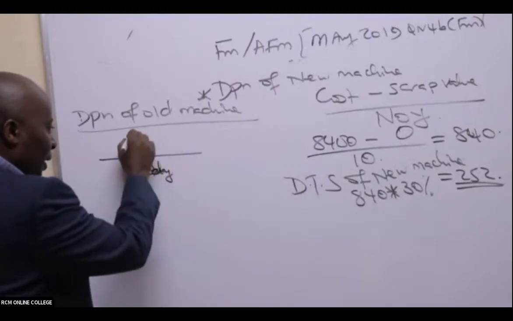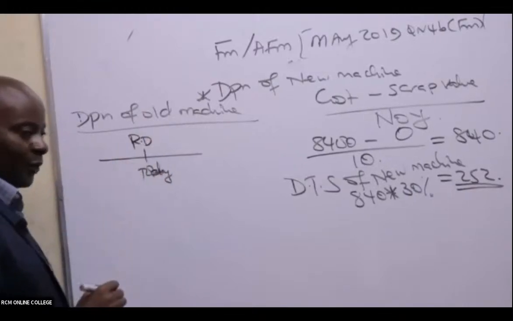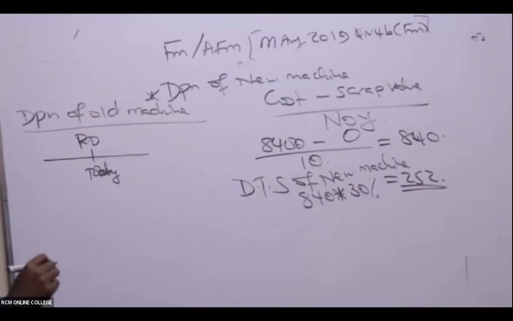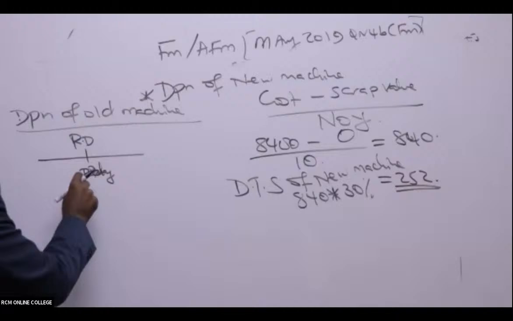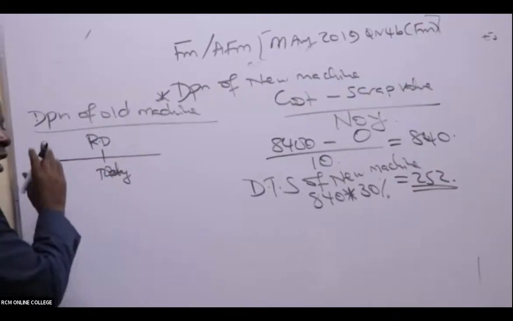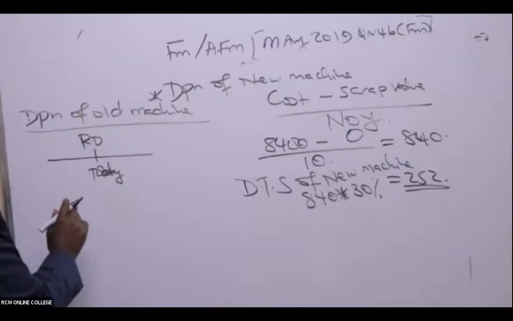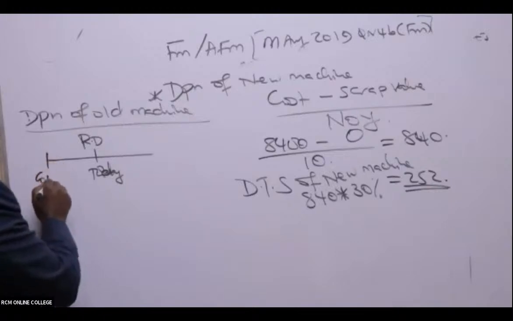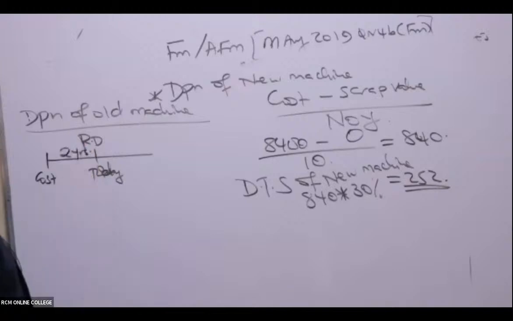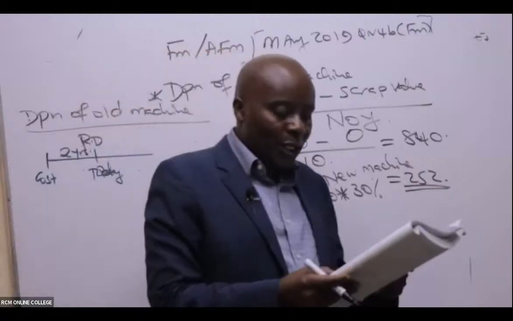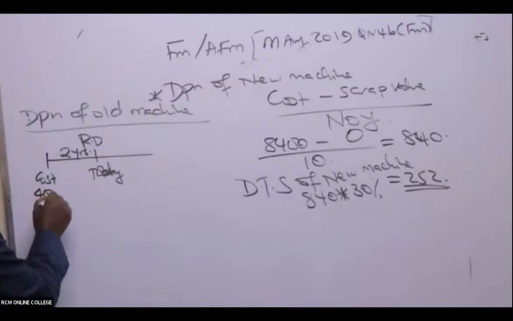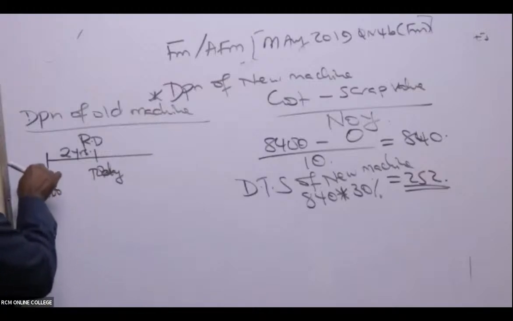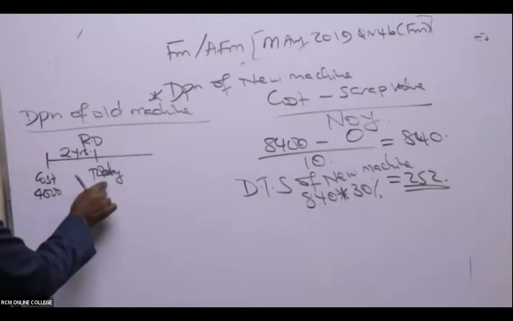When we want to make what we call the replacement decision, today, when we want to make this replacement decision, we are told this old machine, the existing machine, was acquired how many years ago? It was acquired 2 years ago. At what cost? This existing machine was acquired 2 years ago at a cost of 4,000. Remember, we are cutting the 3 zeros. So then I would want to move this machine from 2 years ago to today.